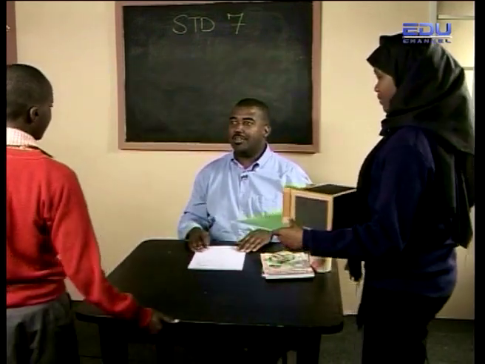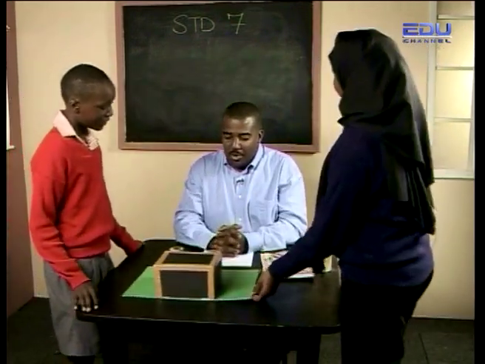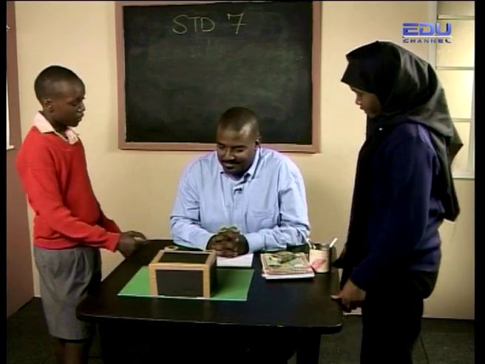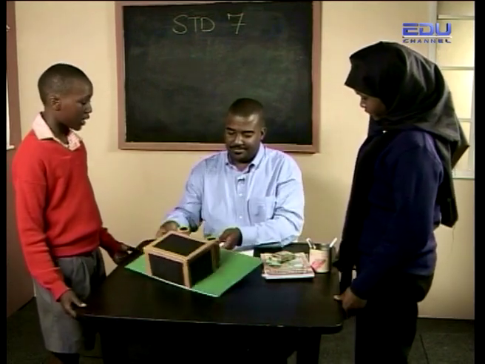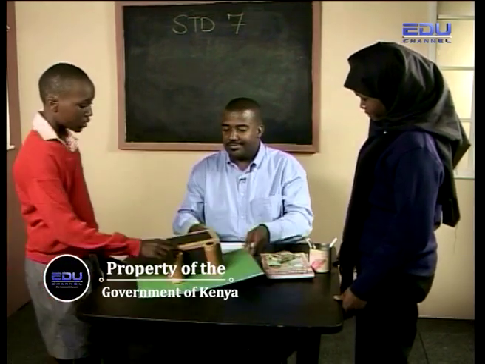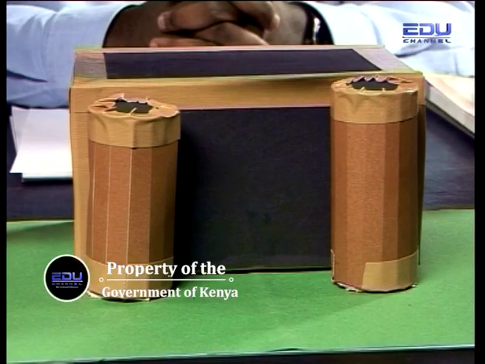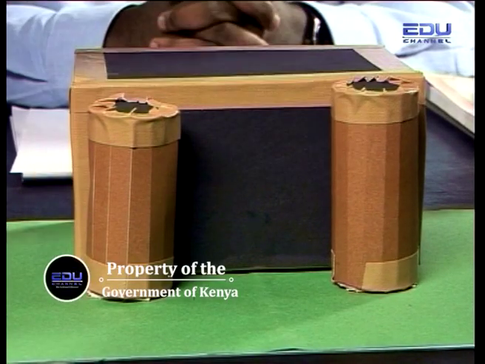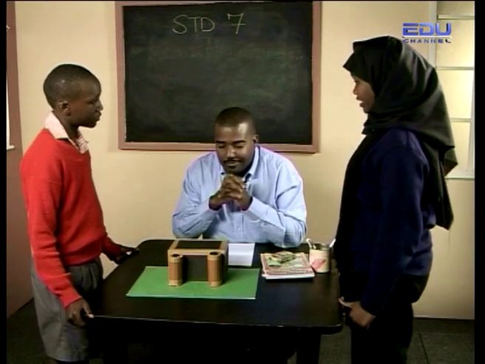Hello, Wanjiro. Hello, Hamisi. Hello, Mr. Mutua. What do we have here? Well, it's a model of a building we were asked to make for our classes. See, it's even got columns at the front, just like we've seen in the pictures. We wanted to see what you thought of it before we handed it in.